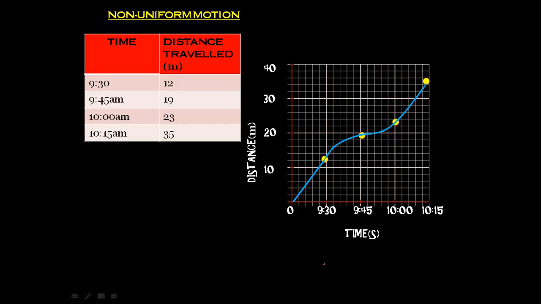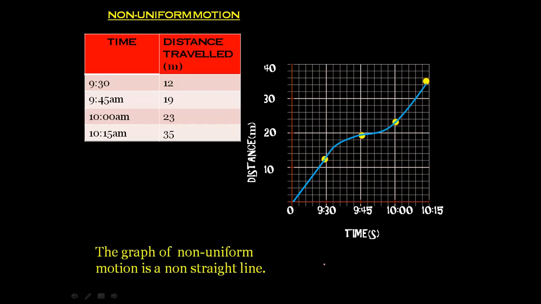So the graph will be a non-straight line. So the graph of a non-uniform motion is a curved line or a non-straight line. Also, this is the basic difference between uniform and non-uniform motion graphs.